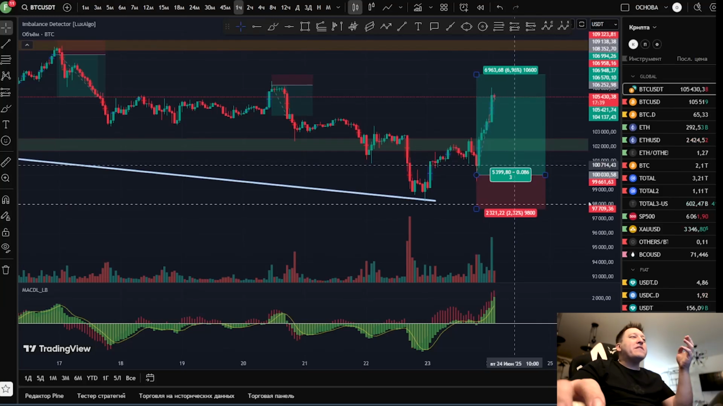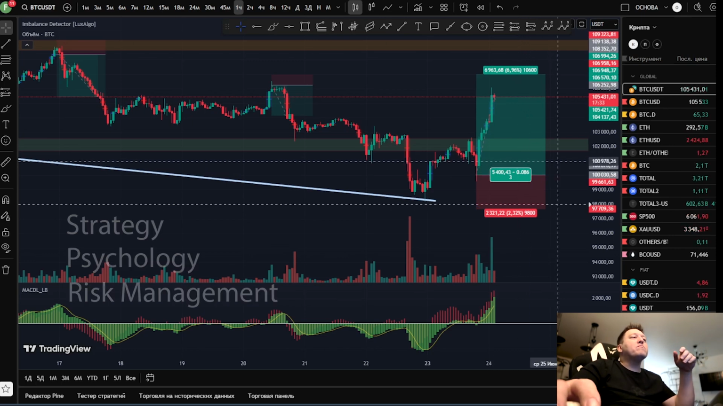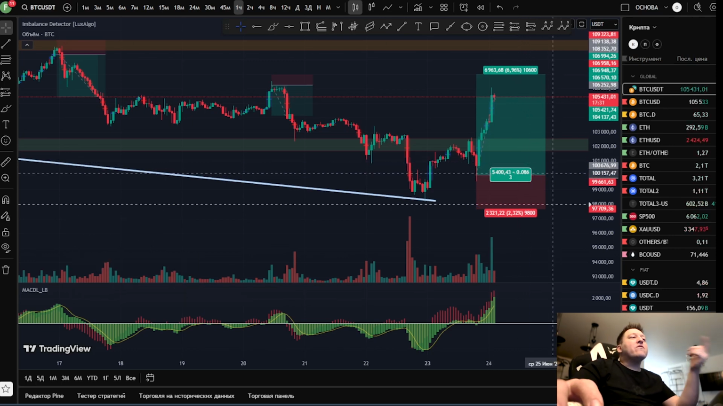All trading is based on three simple rules, guys: strategy, psychology, and risk management. And it's precisely because of the third point that most people lose money in the market. Let's figure out what risk management is and how to open trades correctly according to proper risk management.